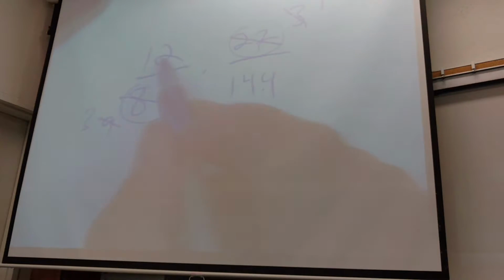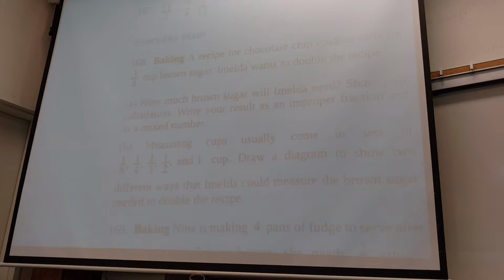What about here? 12. 144. 12. So you get 1 times 1 is 1. 3 times 12 is 36. So it's much easier to reduce first instead of reduce last. Reduce before your numbers get huge. It makes so much sense. Okay, I like it. What about the diagram?